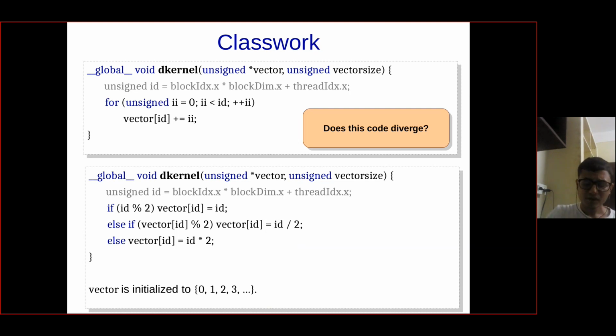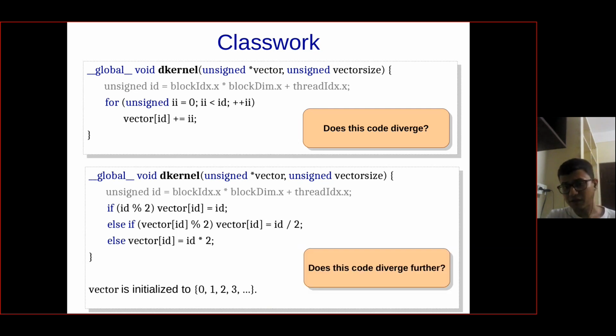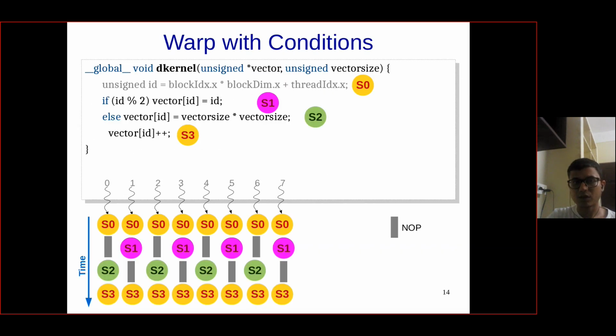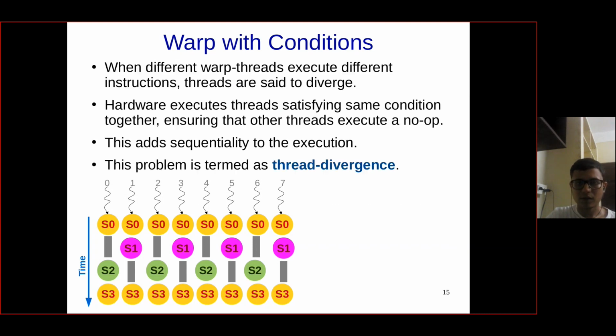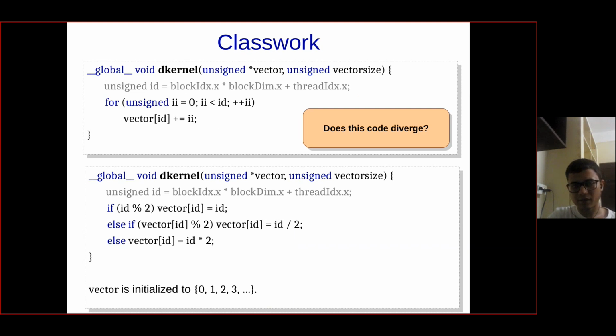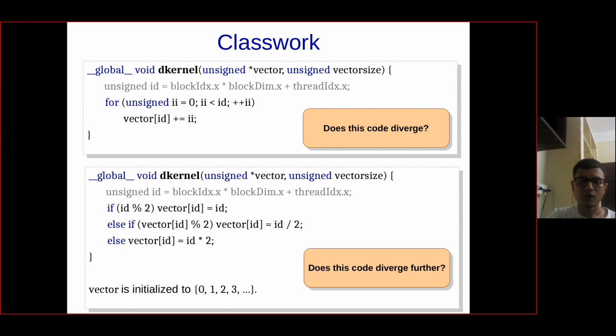Okay, so we want to check if this code diverges further. Let us see if this code diverges further compared to the code that we saw here. Does this code diverge further compared to that code? So the answer to this is no. Why no? Let us try to understand it.